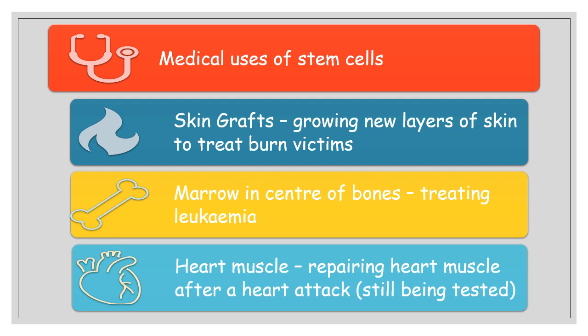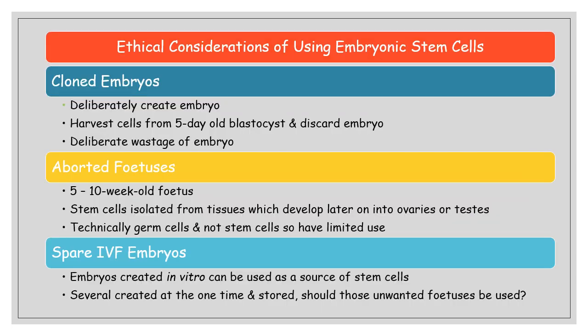But again, a really good way of using stem cells to support people and their medication or treatment. You may also be asked to consider the ethical considerations of using embryonic stem cells. Now, as we've previously discussed, embryonic stem cells are the most useful. They are pluripotent, which means they can turn into more cells than tissue stem cells. So that then makes them more useful for scientists and for therapeutic uses.